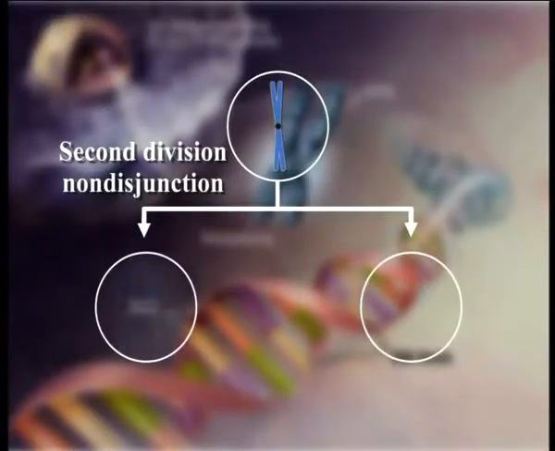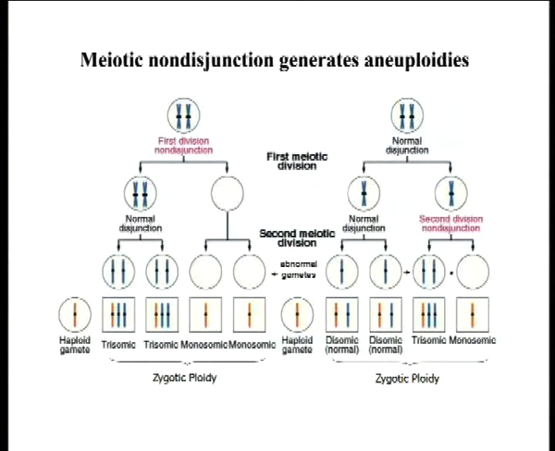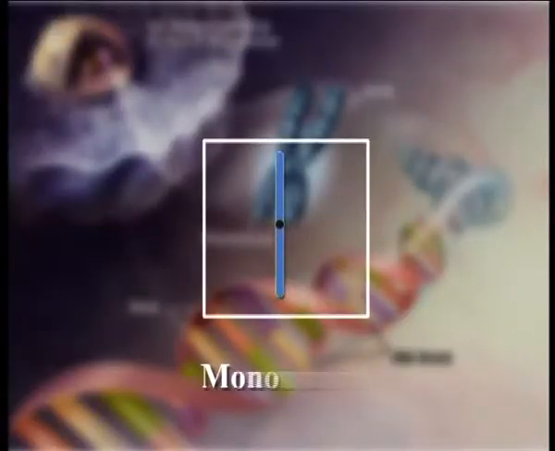Nullisomy involves a loss of one homologous chromosome pair. This could arise if non-disjunction occurs for the same chromosome in meiosis in both parents, producing gametes each with no copies of that chromosome and one copy of all other chromosomes in the set. Now monosomy. Monosomy involves a loss of a single chromosome, which can arise if non-disjunction in meiosis in a parent produces a gamete with no copies of a particular chromosome and one copy of all other chromosomes in the set.